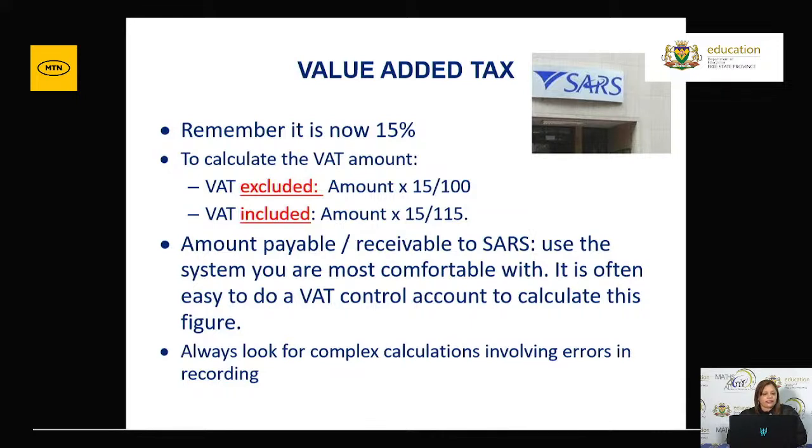Value added tax. Remember, it is now 15%. To calculate the VAT amount, VAT excluded, you take your amount times 15 over 100. VAT included, you take your amount times 15 over 115. If I see how they ask the questions now, it's a little table with some missing figures, so you need to use these formulas to calculate the VAT amount.